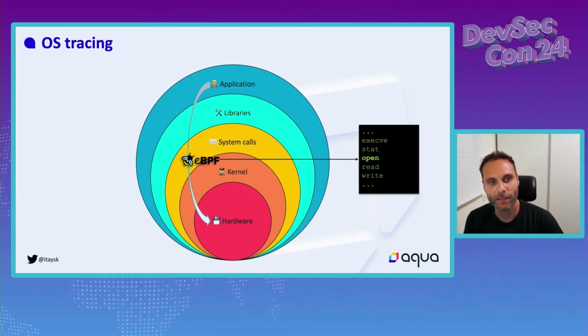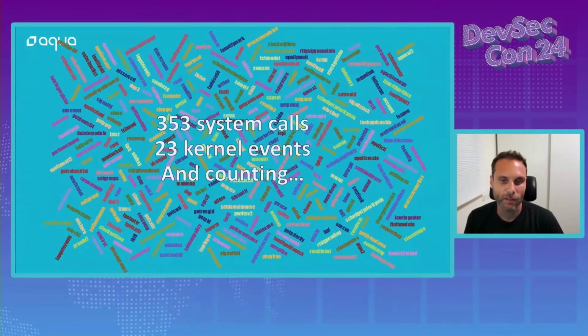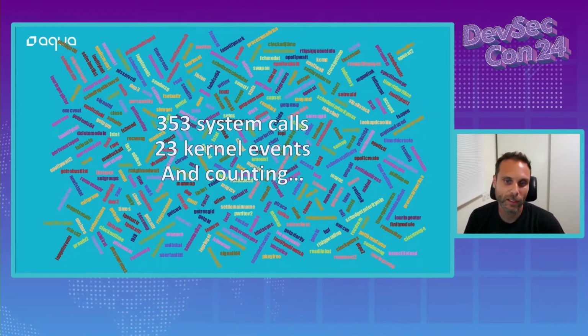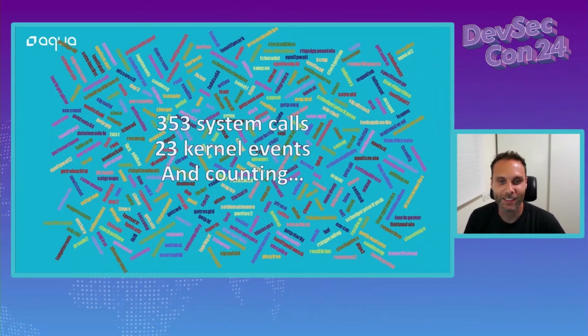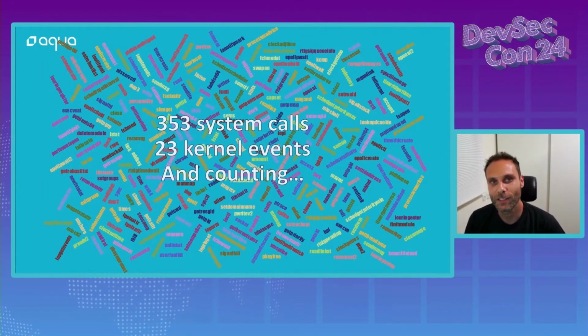All right, so this is operating system tracing that we can achieve using eBPF. We discussed system calls. There are a lot of system calls in Linux. And the good news is that Tracee allows you to trace pretty much all of them out of the box today. I counted it just before this talk. It was 353 system calls that we support in Tracee. It's a lot.